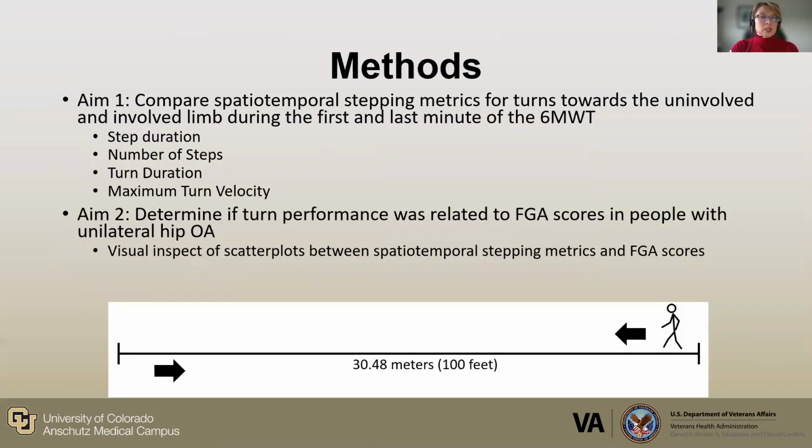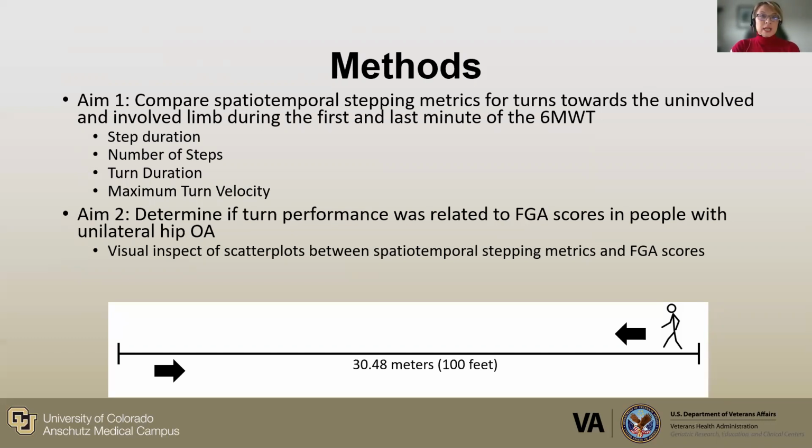For our first aim, during the turns, we looked at our spatial temporal metrics of step duration, number of steps, turn duration, and maximum turn velocity. And we got these variables from a code that Hope Davis Wilson actually created that's a co-author on this project. And so it's a rather novel code, and we're looking forward to hopefully getting feedback from you all about how to improve this code. And we were comparing these metrics between our participants that self-selected to turn towards the uninvolved and involved limb, comparing the first and last minute of the 6-minute walk test.